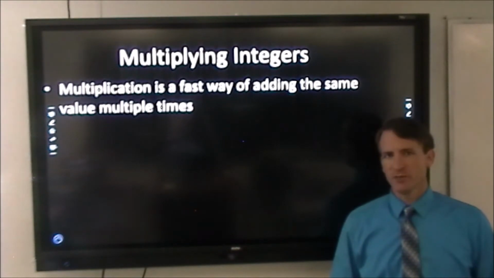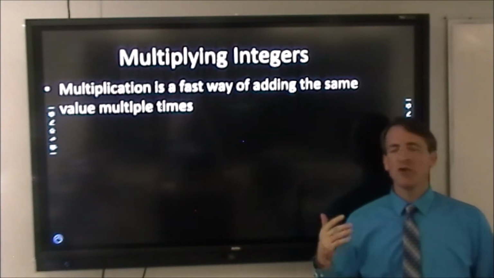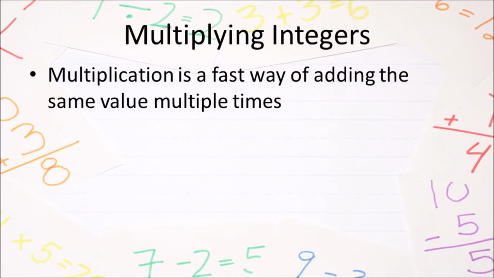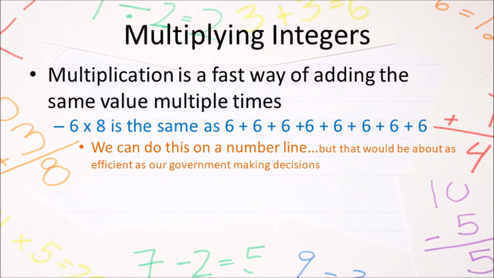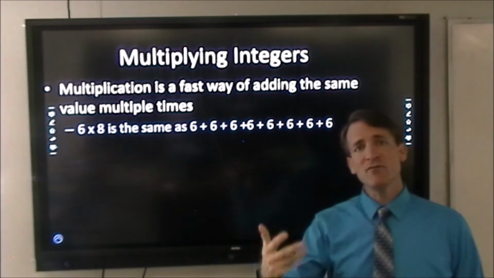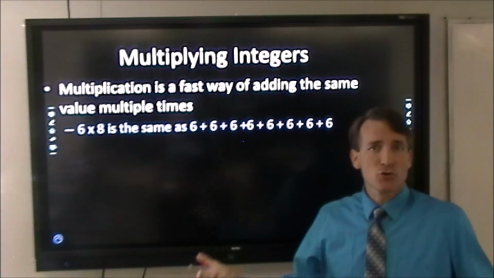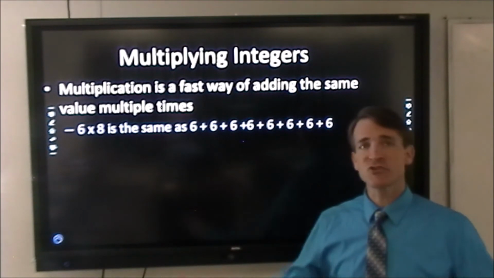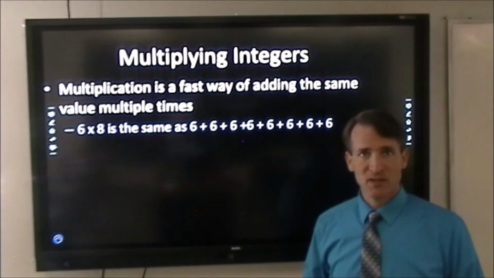So what about multiplication? Multiplication is simply a way of very quickly doing addition of the same number multiple times. So if I have something like 6 times 8, that would be the same as saying I have 6 plus 6 plus 6 plus 6 plus 6 plus 6 plus 6 plus 6, 8 different times. Well, that's a lot of work adding all those numbers up. So what we have done is we have created multiplication as a fast way of doing addition.